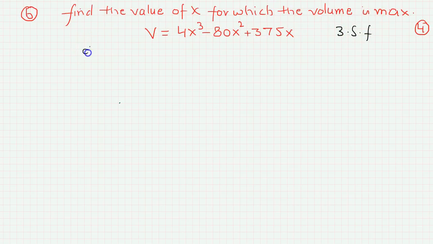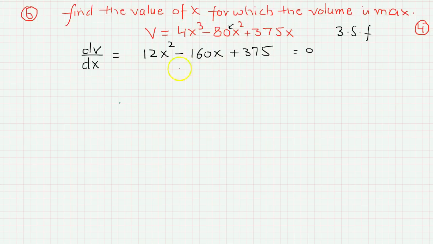So for the maximum or minimum volume, dV over dx should be equal to 0. So we differentiate it. That will be 12x squared minus 80 multiplied by 2, that is 160x, plus 375. This value is supposed to be equal to 0 for the maximum or minimum. So 12x squared minus 160x plus 375 is equal to 0.